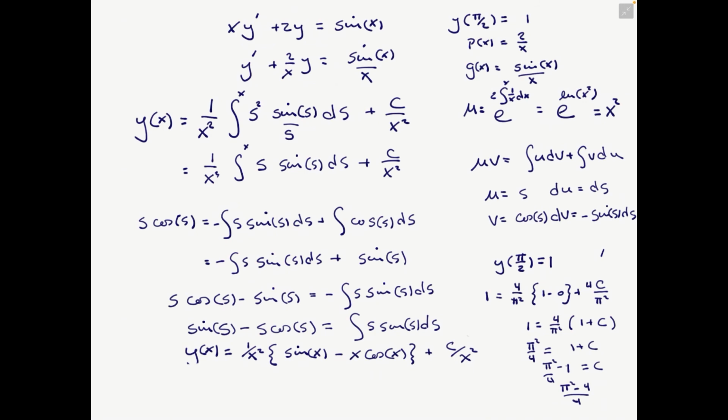And I don't see any other way. So y of x is equal to 1 on x squared sine of x minus x cosine of x. What if I integrated wrong?